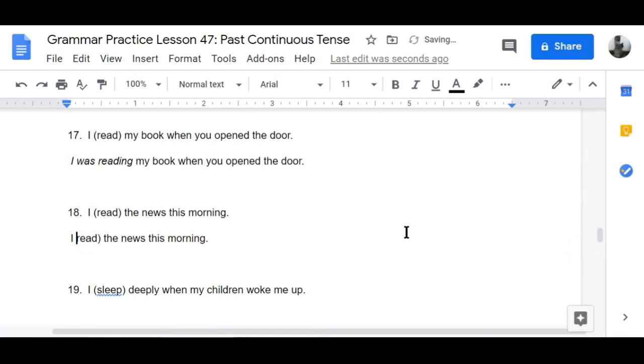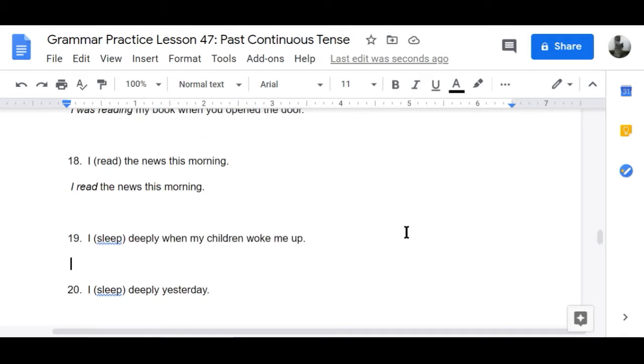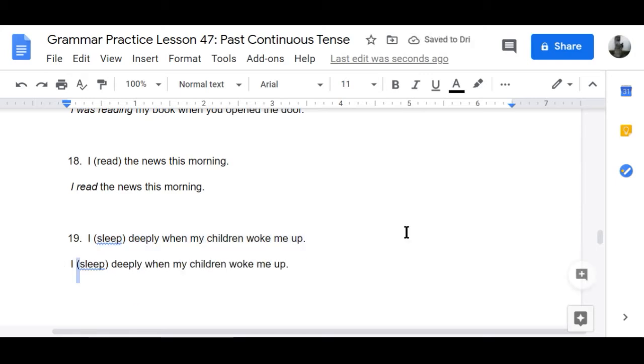Simple action, simple past tense. I read the news this morning. Just one thing. 19. I was sleeping deeply when my children woke me up. I was sleeping. Yeah, something else happened.